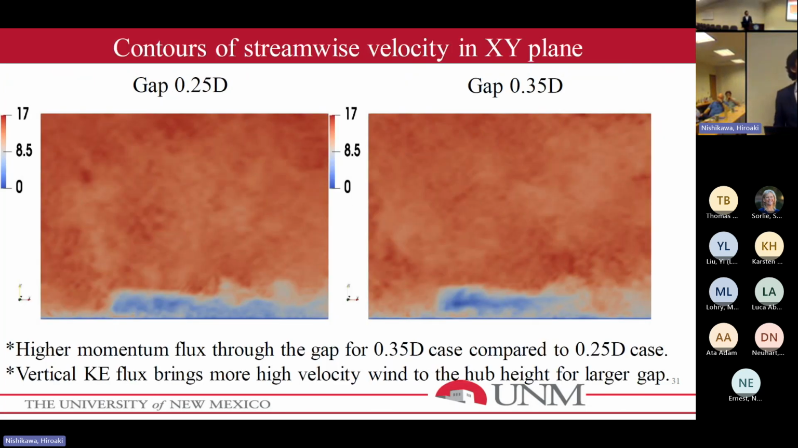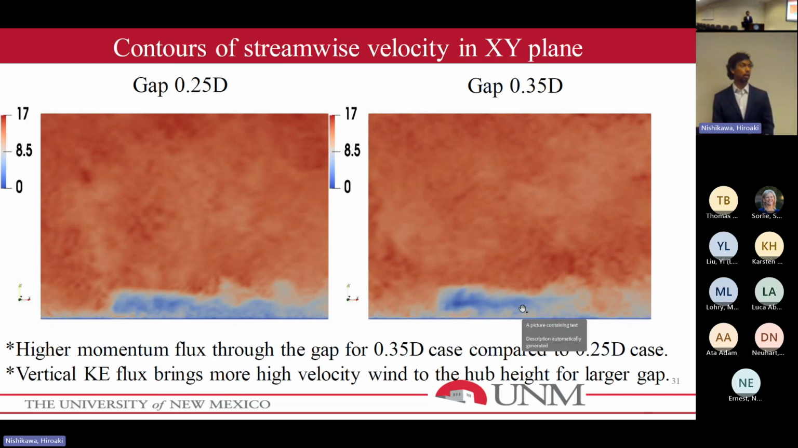So this is the contour of the streamwise velocity component in the XY plane. As you can see, the smaller gap has more interaction with the ground and less higher momentum flux through the gap. But for the larger gap, you can see that higher momentum is flowing through the gap. And since this turbine is placed at a higher altitude, it brings more turbulent kinetic energy to the turbine hub height.